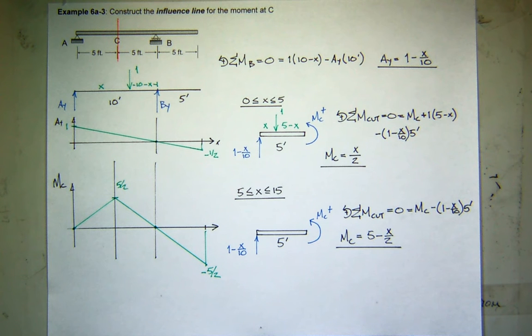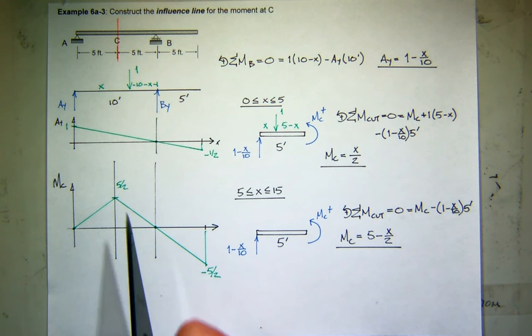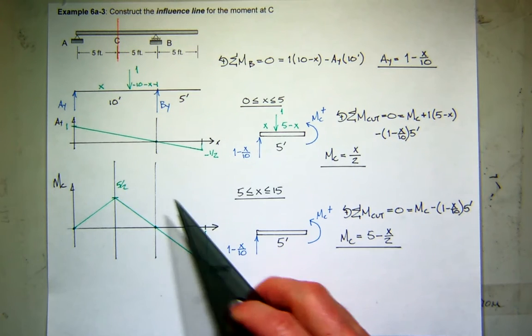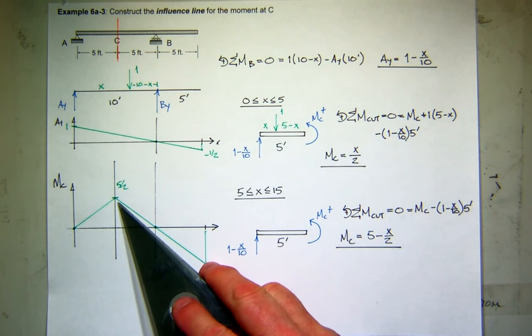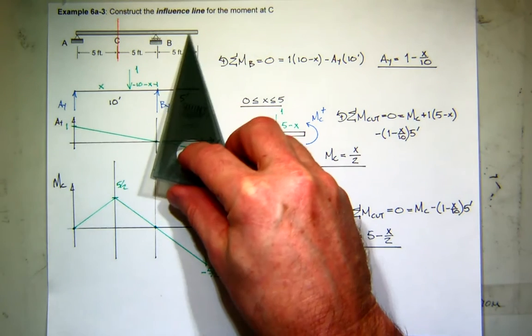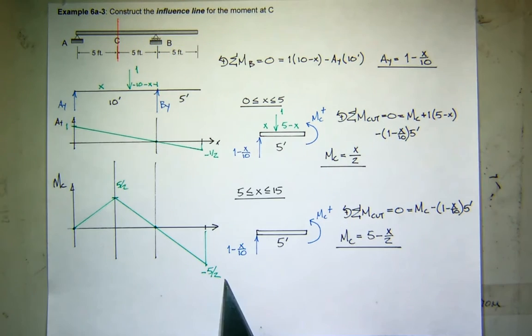What's the greatest moment created at C? Well, it depends on the sign. Right at C, you'll create a maximum positive moment. But all the way out here at 15, I'll create a maximum negative moment at C.